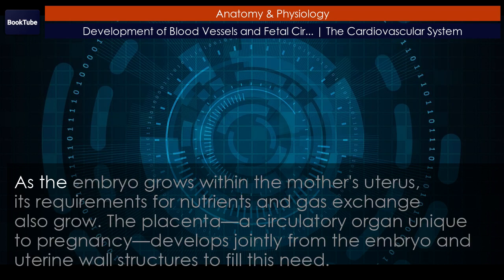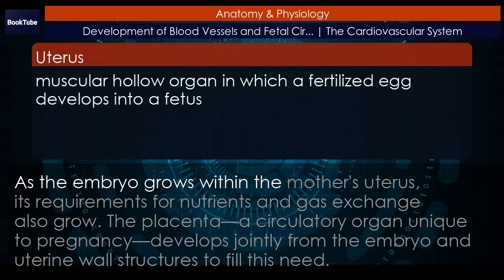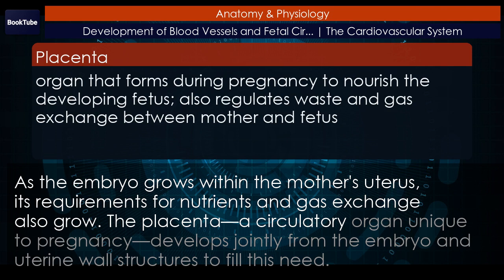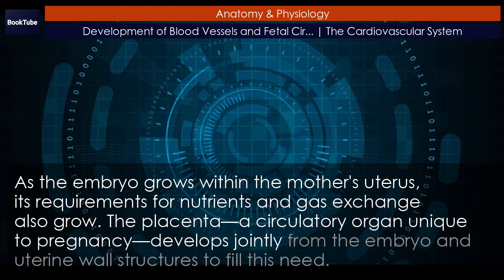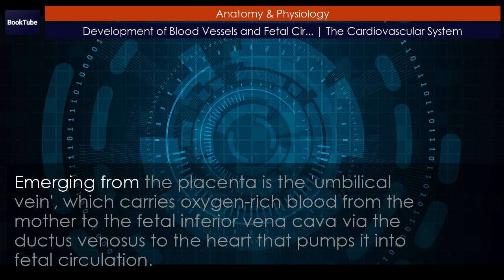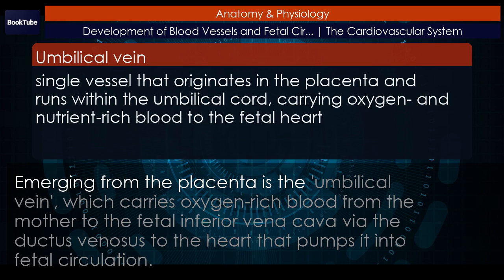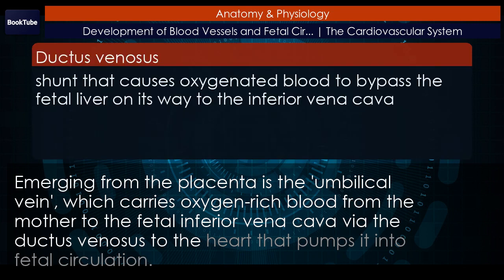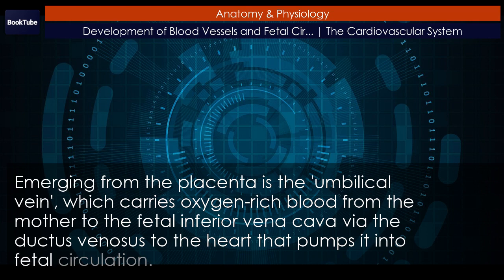As the embryo grows within the mother's uterus, its requirements for nutrients and gas exchange also grow. The placenta, a circulatory organ unique to pregnancy, develops jointly from the embryo and uterine wall structures to fill this need. Emerging from the placenta is the umbilical vein, which carries oxygen-rich blood from the mother to the fetal inferior vena cava via the ductus venosus to the heart that pumps it into fetal circulation.